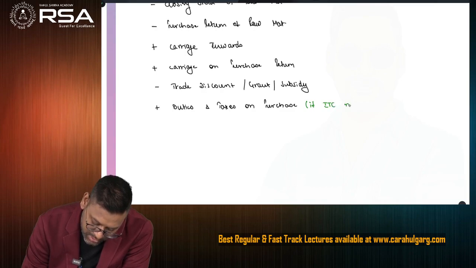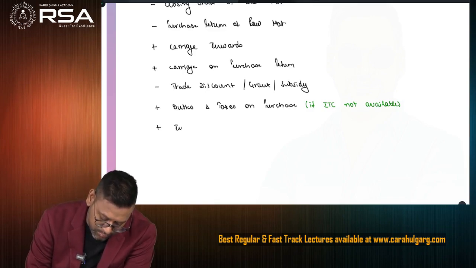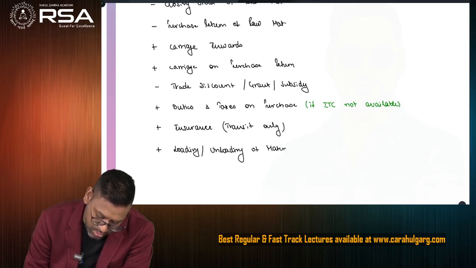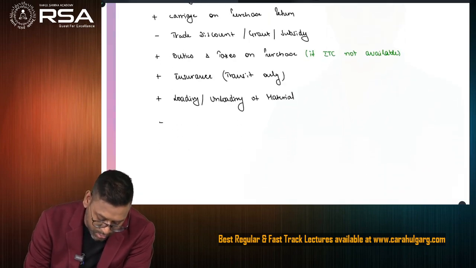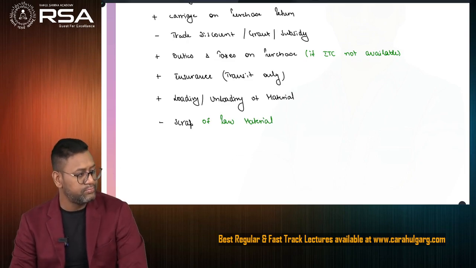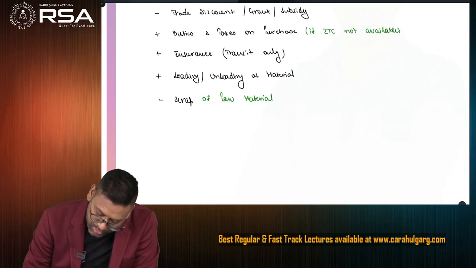In bracket write down if ITC not available. If ITC not available, plus insurance, in the bracket transit only, plus loading and unloading of material, minus scrap of material.